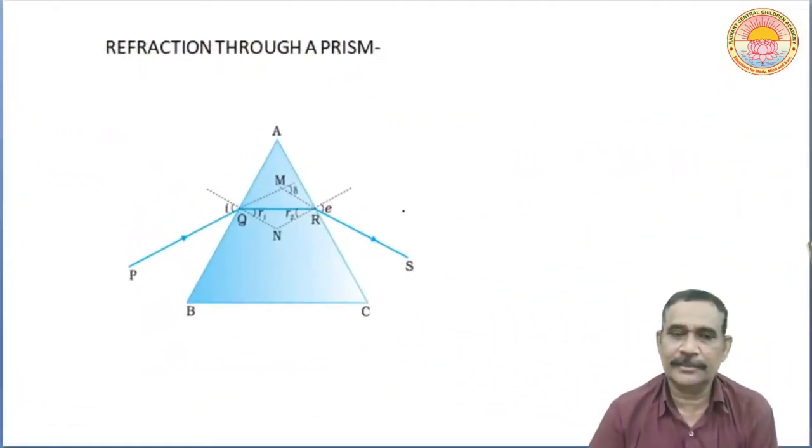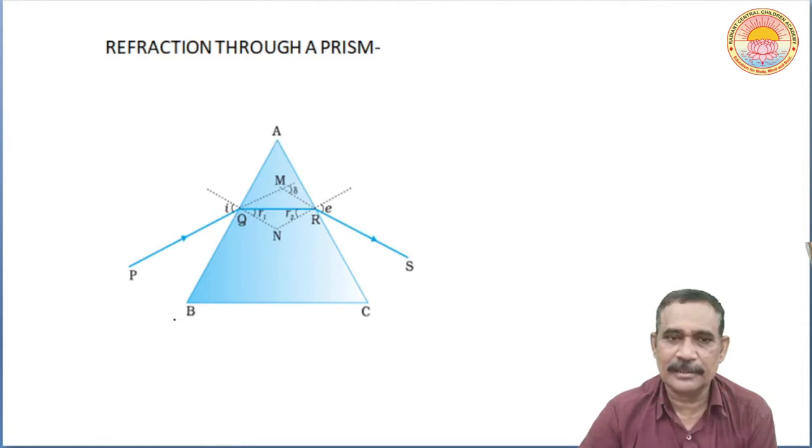Good morning students. In this video I will derive the refractive index through a prism, or you can say refraction through a prism. First, look at the figure. This is an equilateral triangular prism ABC, in which surfaces AB and AC are the refracting surfaces. BC is the base of this prism.